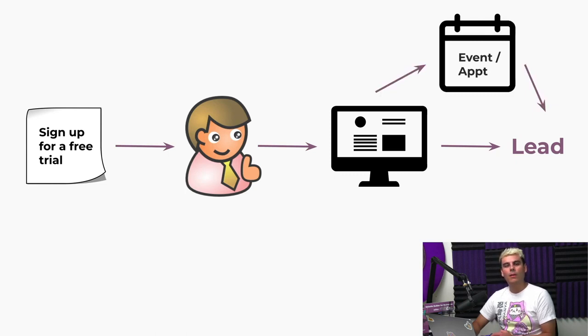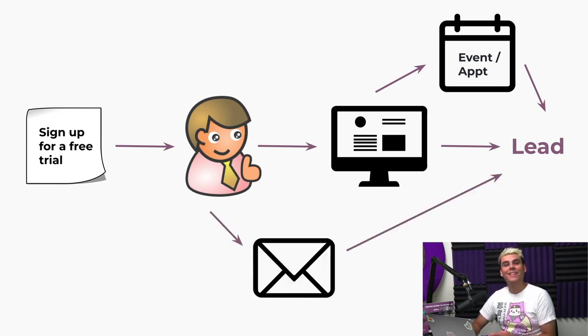Now, Odoo can automatically create leads from that. Or if they don't sign up for anything, but they email us for more information, Odoo, you guessed it, can automatically create a lead from that. And if they don't do any of these things, well, Odoo can still create a lead if they just do a few certain things and meet certain criteria.